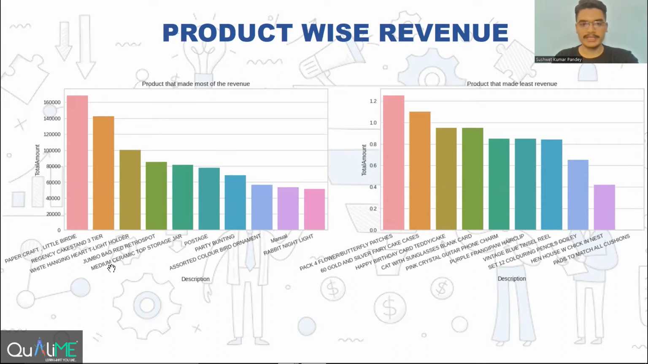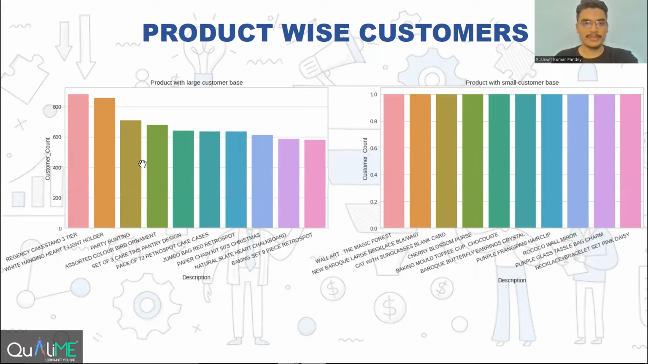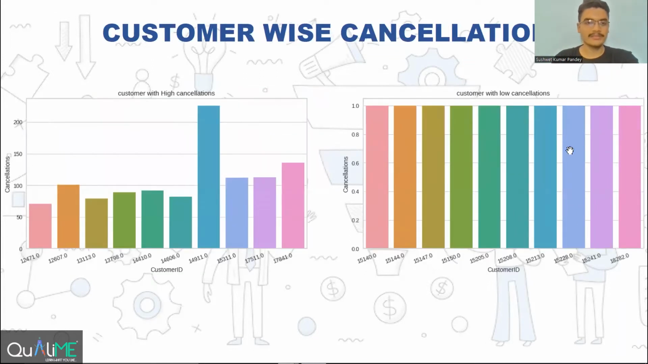These are the products which made highest revenue. These are the bottom 10 products which made least revenue. And these are the top 10 products which have highest demand among different customers. These are the bottom 10 products which have least demand or less customer base.